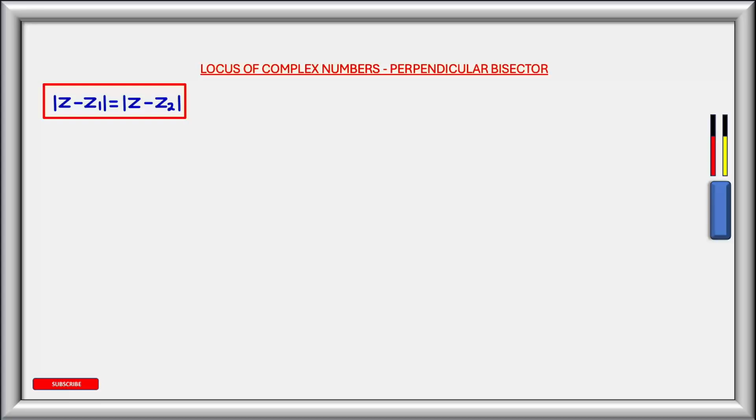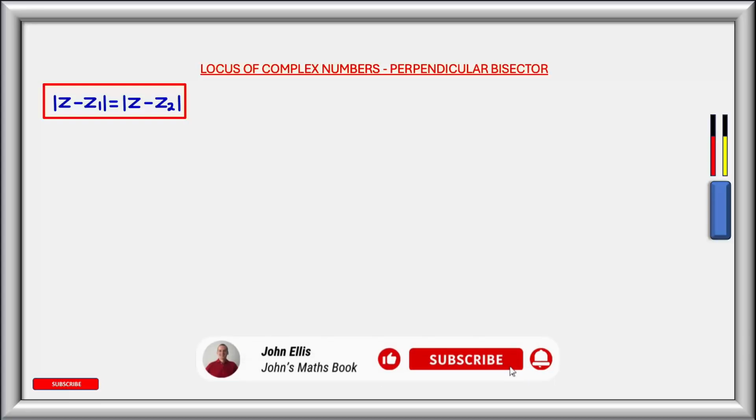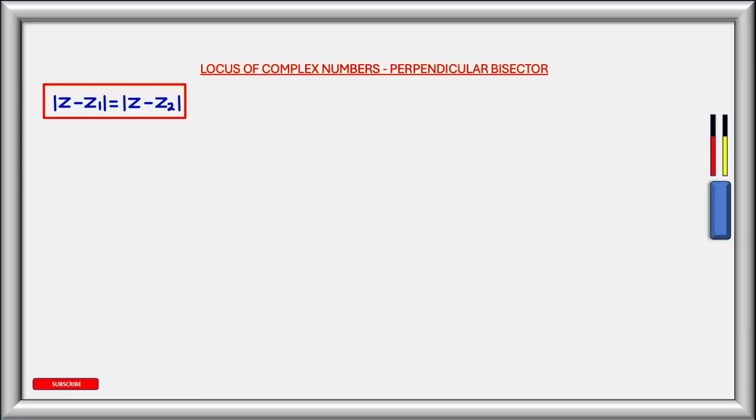This type of locus has a standard form of the modulus of z minus z1 is equal to the modulus of z minus z2, where z1 and z2 are complex numbers represented by points on the Argand diagram. This type of locus traces a straight line representing the set of points z that are equidistant from z1 and z2, and this line is perpendicular to the line that joins the 2 points z1 and z2.